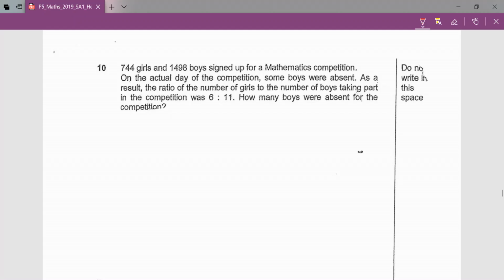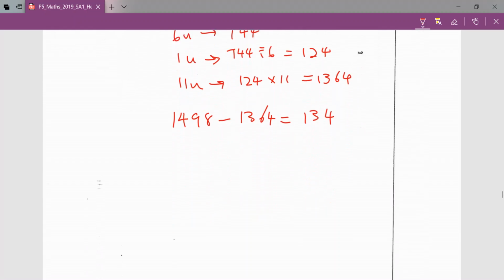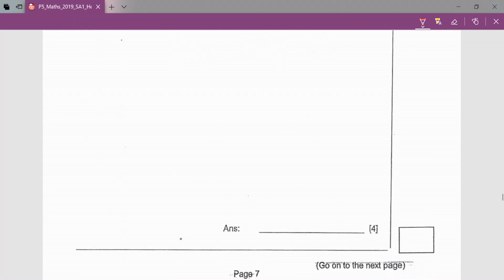So the girls didn't change, right? Alright, so 6 units is 744, which means 1 unit is 744 divided by 6, which is 124. Okay, 11 units would therefore be 124 times 11, and that would be 1364. Okay, and you just use the original number of boys minus 1364, and you will get 134, which are the number of boys absent for the competition. That's a lot of people.